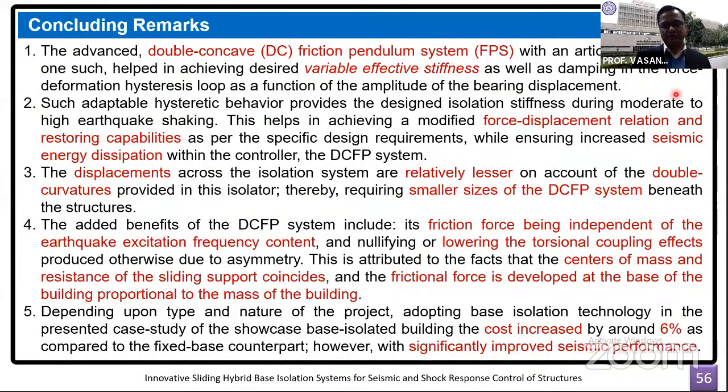However, all this additional investment is for achieving significantly higher seismic performance, to the tune that the structure remains completely functional during the earthquake. And the occupants of the building who are using it would not even feel the earthquake while the major earthquake happens. So considering those significant advantages of base isolation systems, I think 6% additional cost in terms of the material is justifiable.